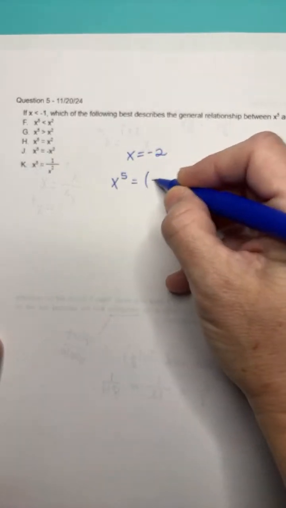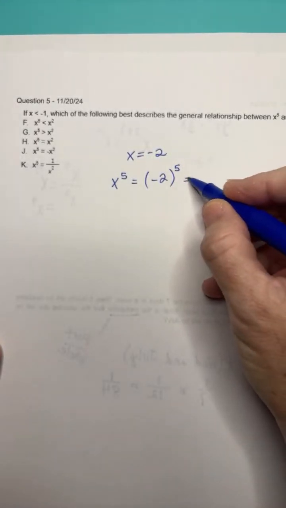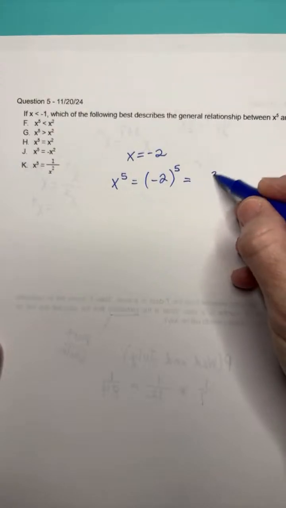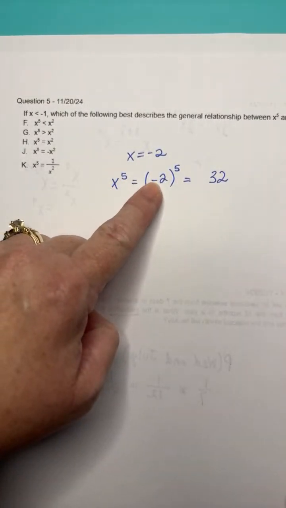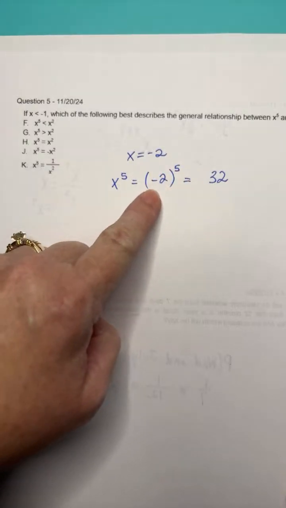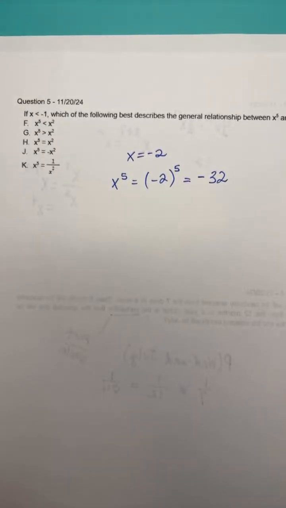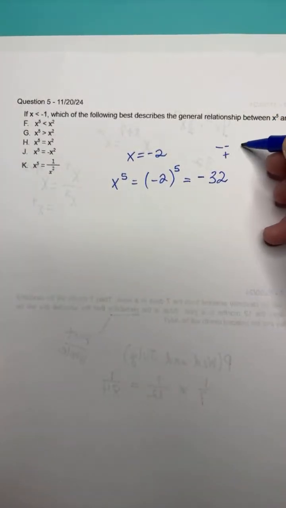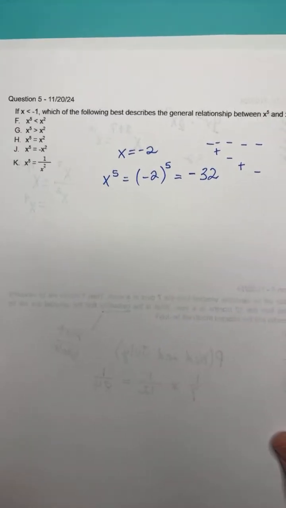So if we plug in a -2 and raise it to the fifth power, we're going to get 2 to the fifth is 32. And what happens when we have a negative number raised to the fifth? It's going to be negative, right? Because a negative times a negative is a positive. That gives us times another negative, gives us a negative. Times a negative is a positive, and then one more negative is a negative. Okay, so we have -32.